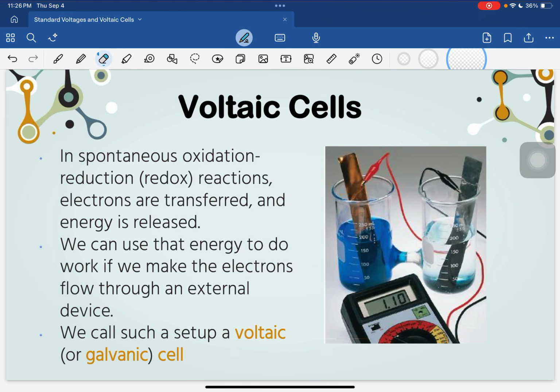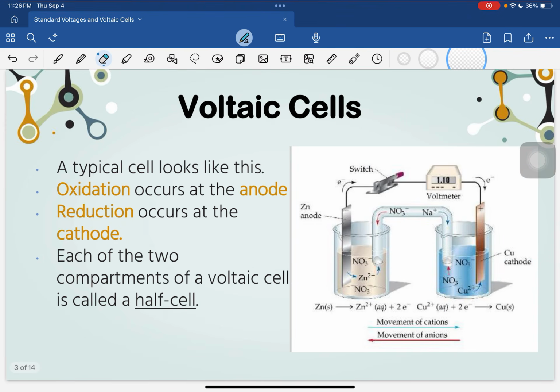On your right will be a simple experiment in creating a galvanic or voltaic cell in our laboratory. You have electrodes, you have wires, and of course we have our voltmeter to measure the potential difference across the electrodes. Let's just go through it. If we look at it in detail, this is how it looks.